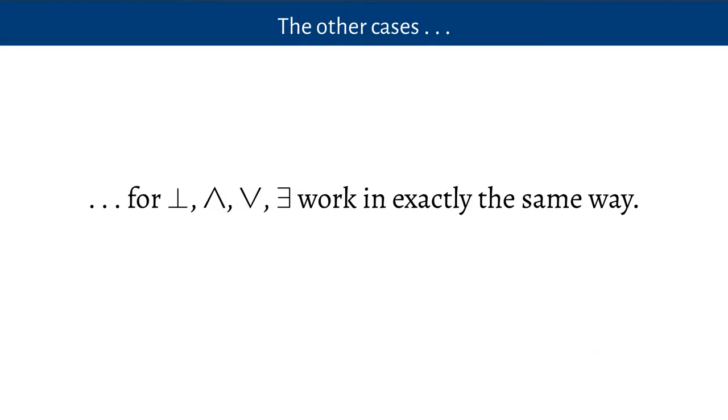Now, the other cases that we've left out are for contradiction, conjunction, disjunction, and existential quantifier. And we're going to do them in class because they're the other instances, but they work in exactly the same way. So working through the details for yourself will give you a sense of how these facts about maximal consistent sets, which are witnessed, work. So I'm going to declare this part of the proof, this theorem, done.